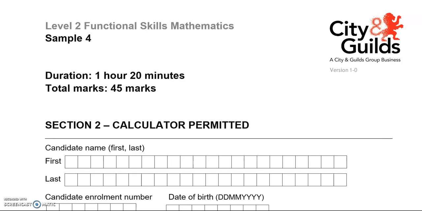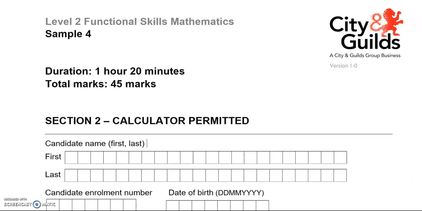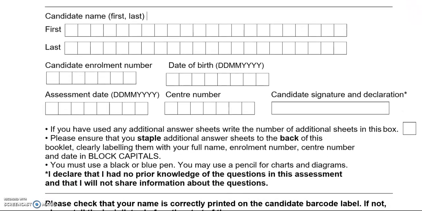This is the second part of practice paper from City and Guilds, Level 2 Functional Skills. You can use a calculator for this part. There are 45 marks in total. We'll go through questions one by one.